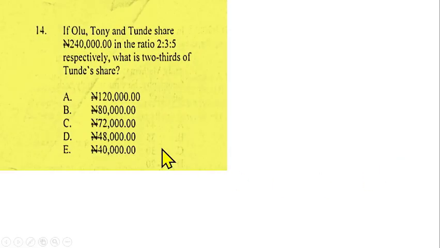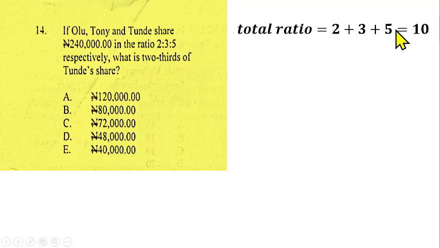Question number 14 is from ratio and proportion. In this case, we are told that if Olu, Tony, and Tunde share 24,000 naira in the ratio of 2 to 3 to 5 respectively, what is 2/3 of Tunde's share? So the first thing is to get Tunde's share, then you can find 2/3 of that. The first thing to do when you are dealing with ratio is to add the ratios together. So we have 2 plus 3 plus 5, that gives us 10. The ratio that belongs to Tunde here is 5.